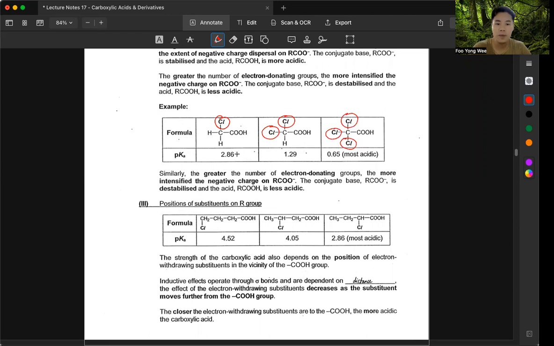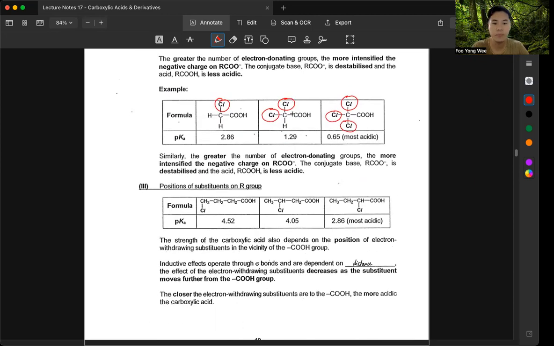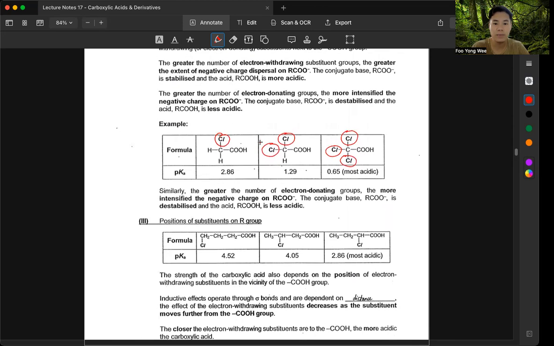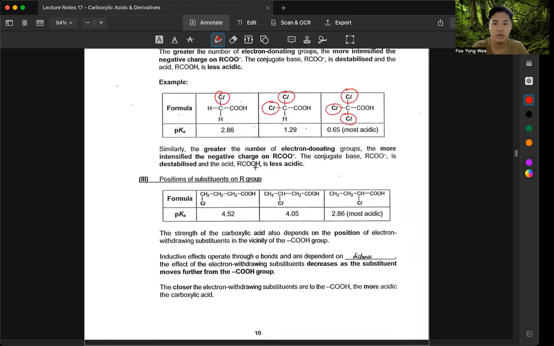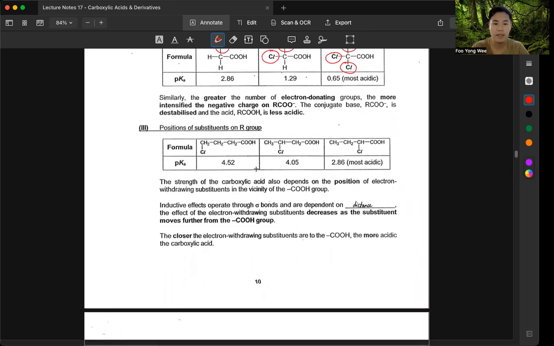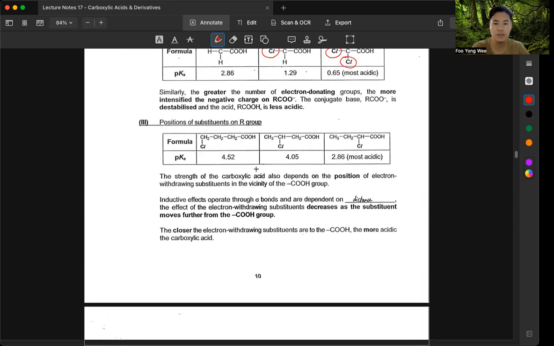So the greater the number of electron withdrawing groups, the stronger the acid. Sorry, this one is the greater number of electron withdrawing groups here. Donating groups will be the opposite. All right, so we will not go to that. The next factor to look at is the position of the substituent on the R group. So the position does matter. The strength of the acid depends on where the electron withdrawing group is.